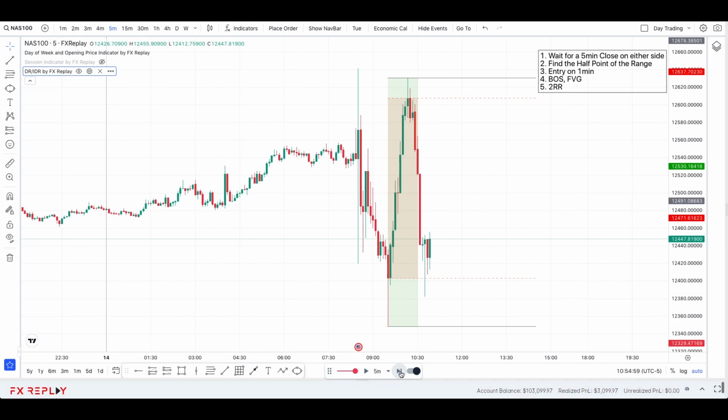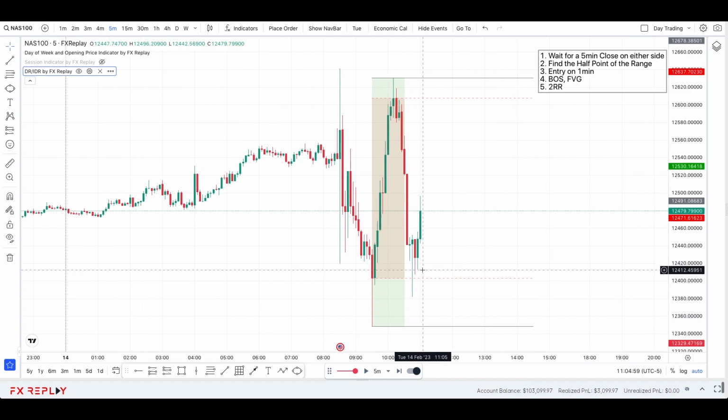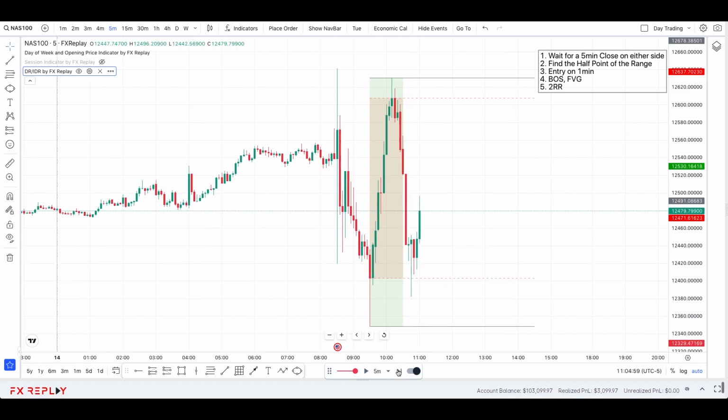Next trade. So we got our range and we need to make sure that we get a body close on the 5 minutes. So this is not enough for me.